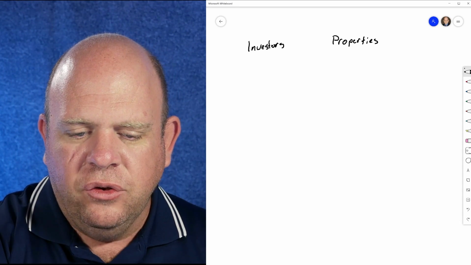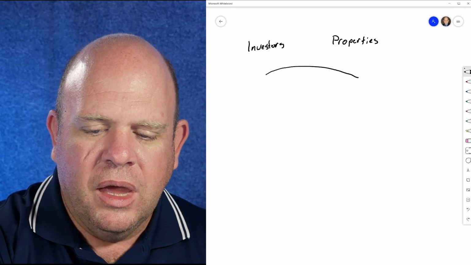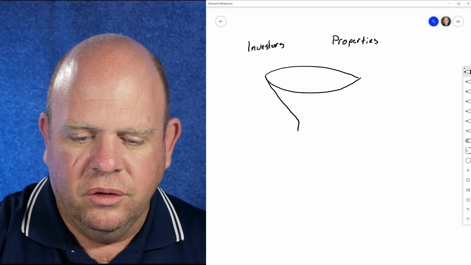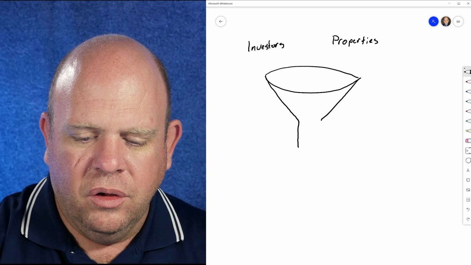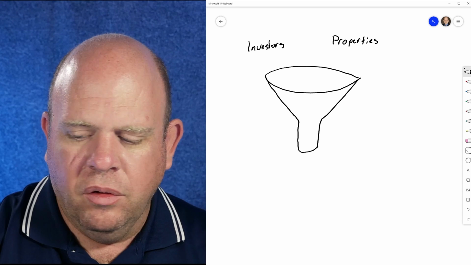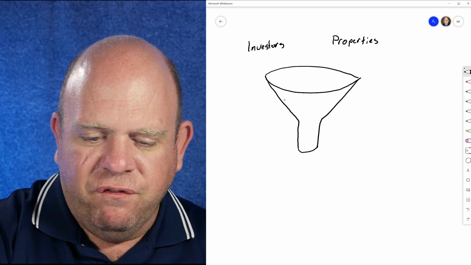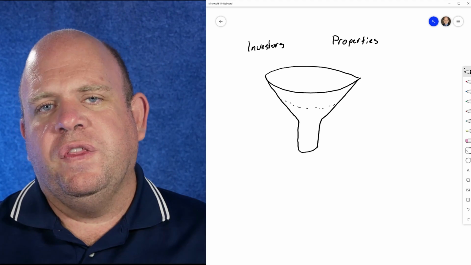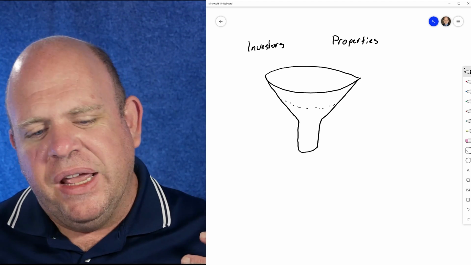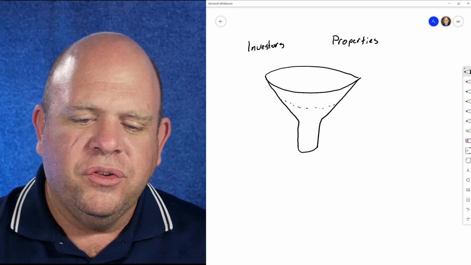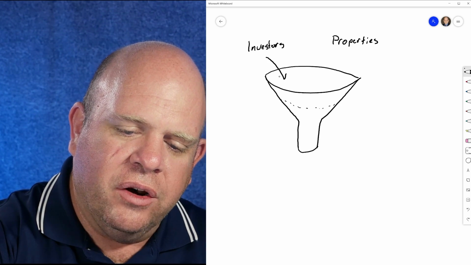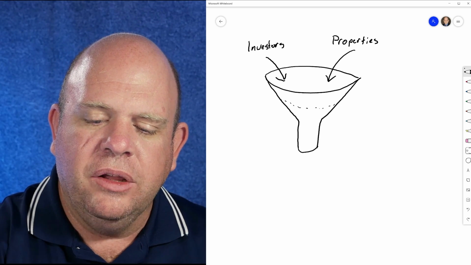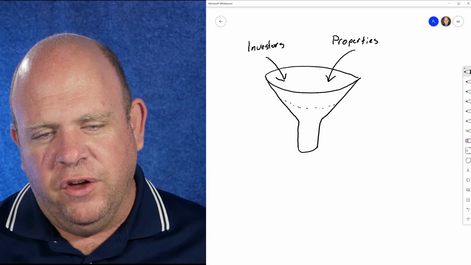So what we do in this system is we put them into a funnel. And part of that funnel is to sort things out. I want to put in as many investors as possible into this funnel, and I want to be looking at lots of properties and deciding if it's a good fit.